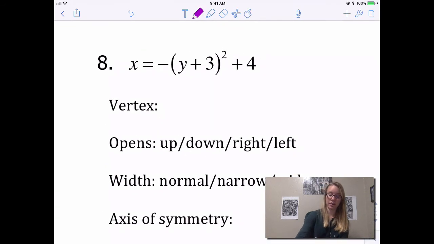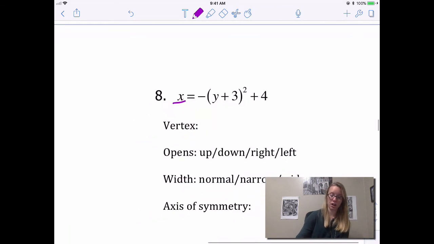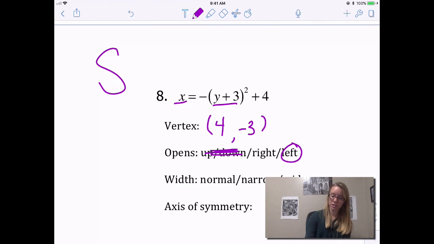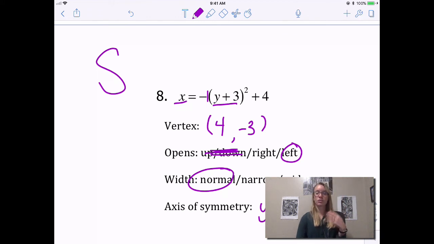All right, and this last one, we have an x parabola. X parabolas are sideways, so I can't have up or down. Right, vertex. The y is with the y. So the one in parentheses is always opposite, right? And then we've got a 4 for our other value. Since it's negative, it's left. That's a 1, so it's normal. And then y is -3. Okay, those 4 characteristics, the more you practice, the easier they will get. And then those are going to guide you in everything else.